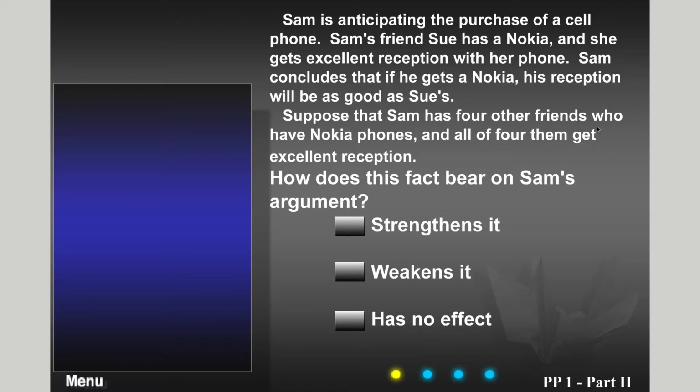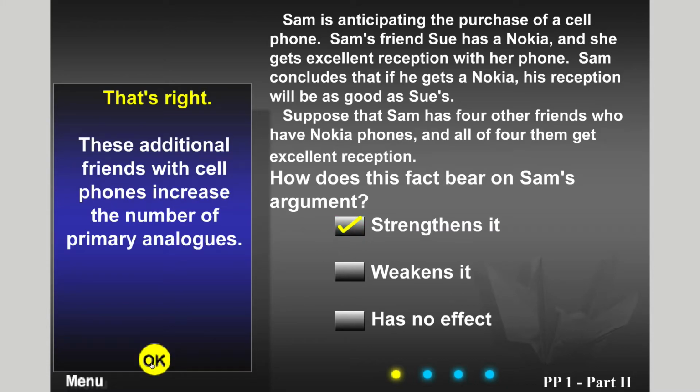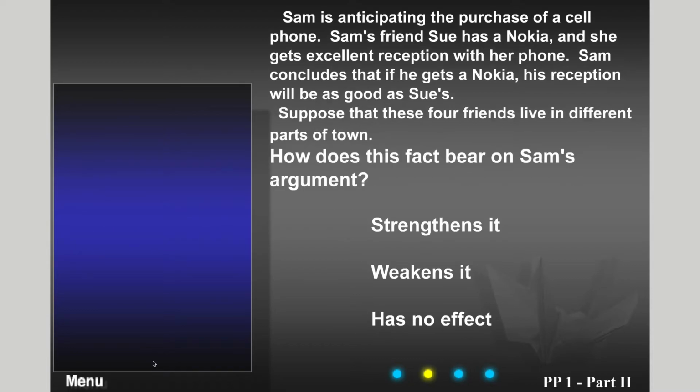Suppose that Sam has 4 other friends who have Nokia phones, and all 4 of them get excellent reception. Well, that's good. We have more primary analogs. This would strengthen our argument. You see, if we have 4 more people who get good reception, that's good. That strengthens it. Okay, so that's principle number 1, the number of similar primary analogs.